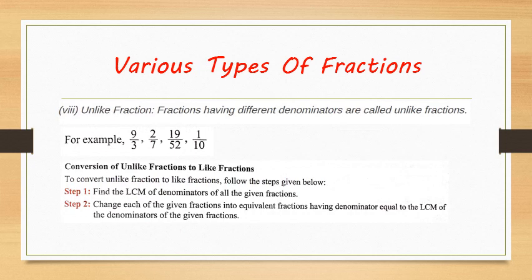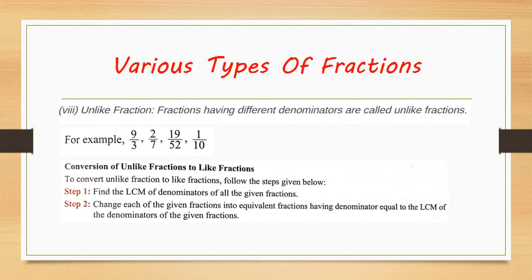Now unlike fractions: when we are talking about two or more fractions with different denominators, they are said to be unlike fractions, like 9 by 3, 2 by 7, 19 by 52, 1 by 10. All these are said to be unlike fractions.